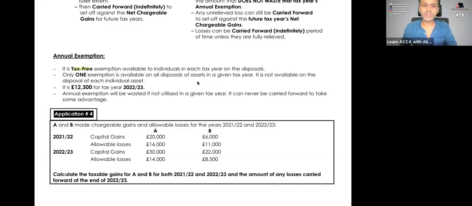Tax-free exemption is available to individuals in the tax year on disposals. Only one exemption is available on all disposals, which you have already understood. What do I mean to say? This is the limit for this tax year, and if any part of the exemption is not utilized, it will be wasted.